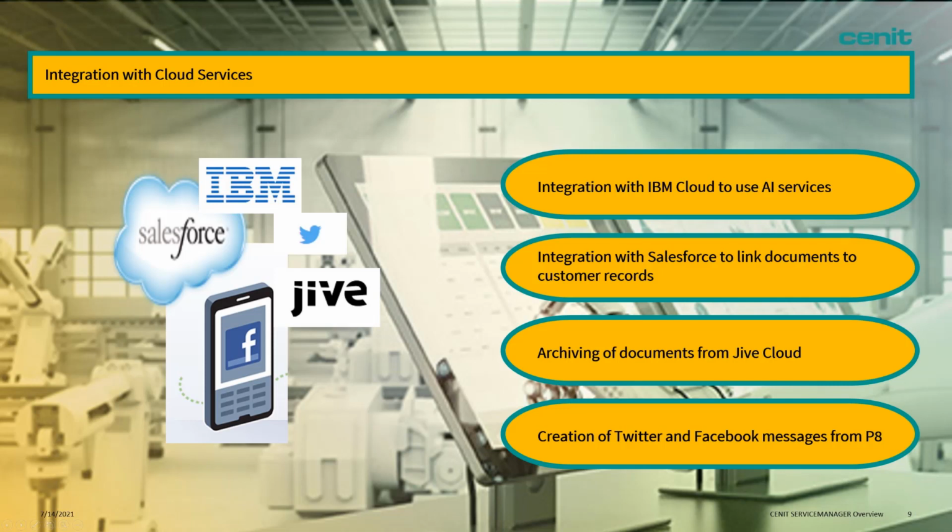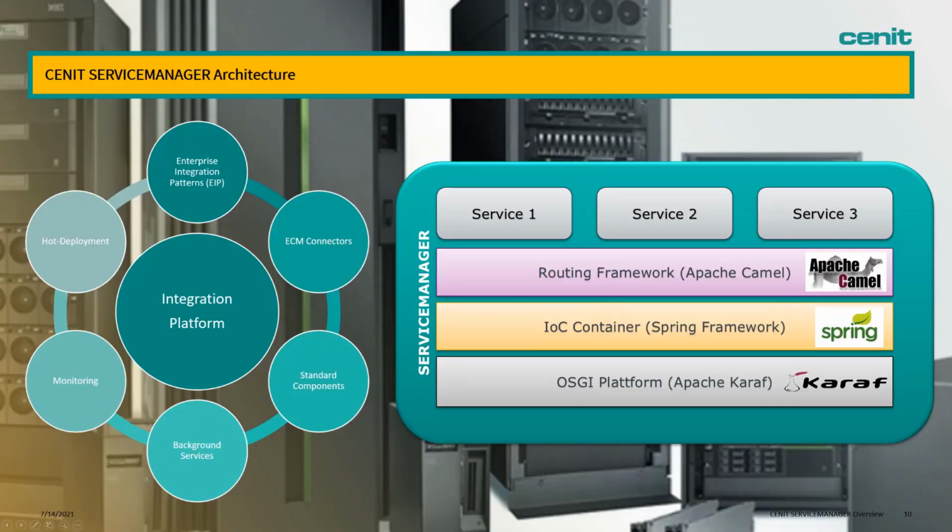CENIT Service Manager also integrates with cloud services, for example to use AI services in the IBM cloud, link documents with customer records in Salesforce, archive documents from Jive, or create messages in Twitter or Facebook. CENIT Service Manager is based on open standards such as Apache Camel and Karaf. Predefined ECM connectors and services allow for a quick implementation, mainly with configuration instead of coding.